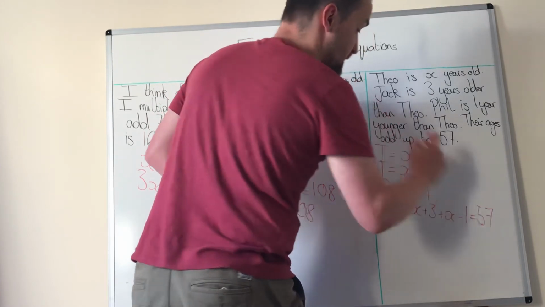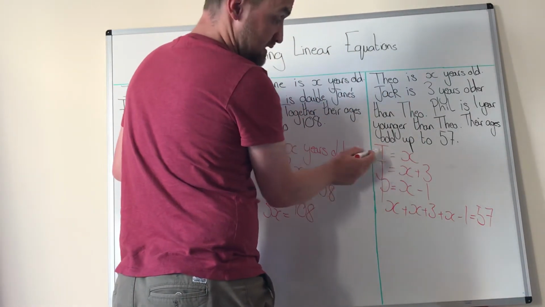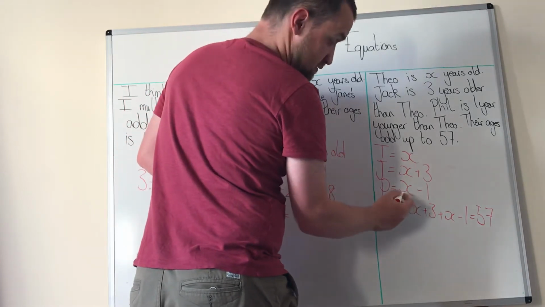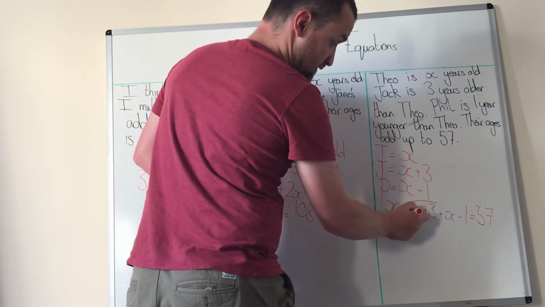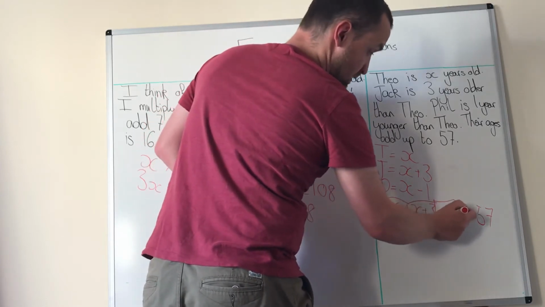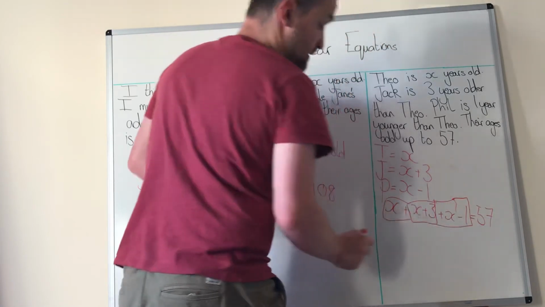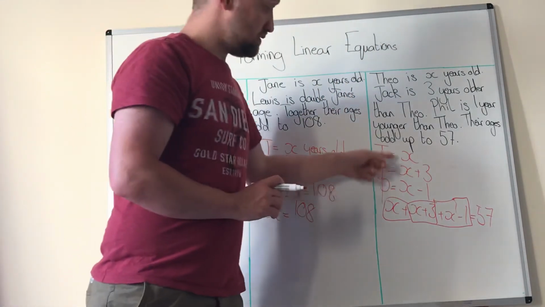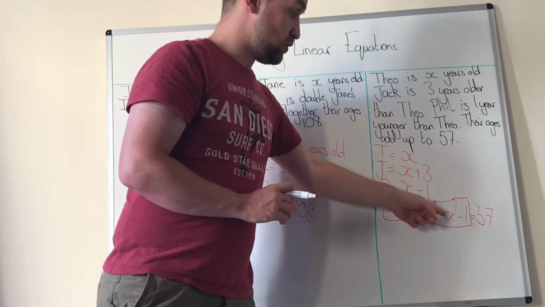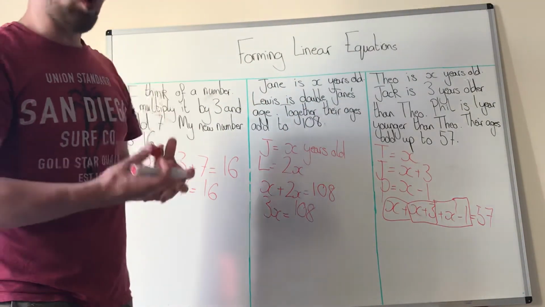Let me just show you where that comes from. So x here is Theo's age. The first x there is Theo's age. x plus 3, okay, so I've got that bit there, and that bit there. Okay, x is Theo's age, x plus 3 is Jack's age, x minus 1 is Phil's age.